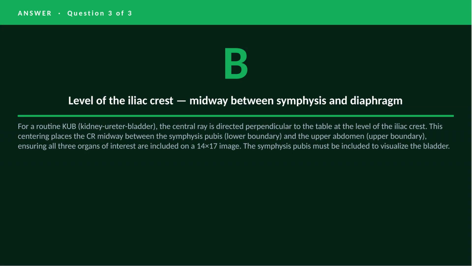The answer is B, the level of the iliac crest, midway between symphysis and diaphragm. Centering the CR at the iliac crest level places it midway between the symphysis pubis, the lower border, and the upper abdomen, the upper border, ensuring all 3 organs of the KUB are included on a 14 by 17 image. The symphysis pubis must always be on the image for the study to qualify as a complete KUB.